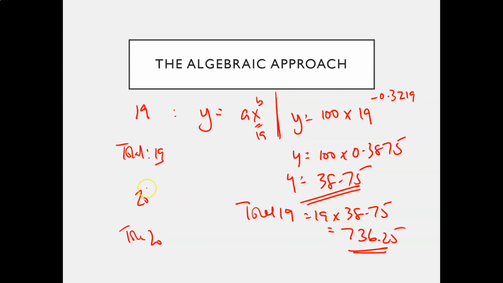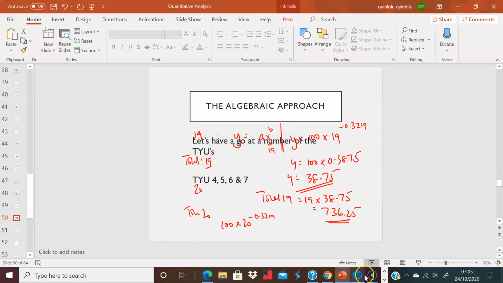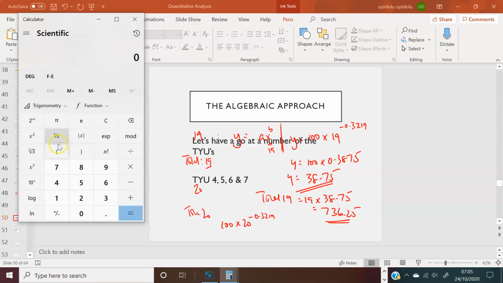Let's see what happens for 20. I do exactly the same thing: 100 times 20 raised to the power of negative 0.3219. So when I do that on the calculator, I have 20 raised to the power of negative 0.3219, and you have 0.3812. I'll just take the first four digits, 3812.